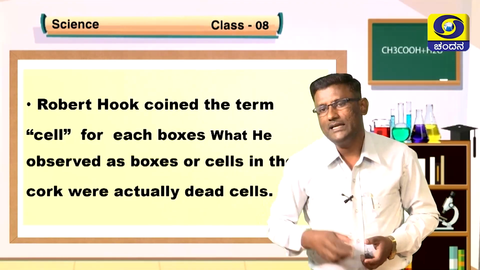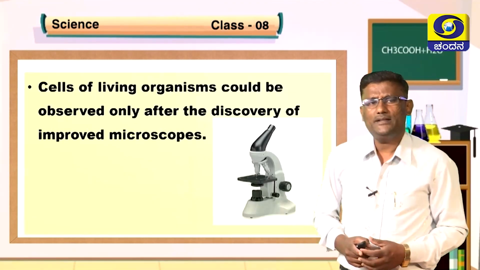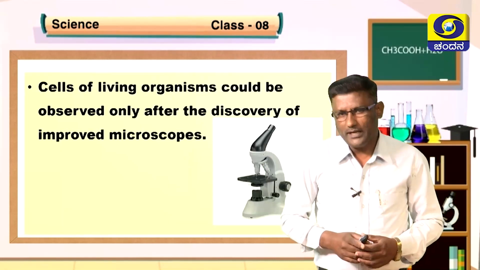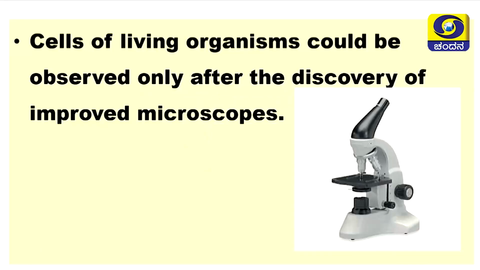The cells he observed were actually dead cells. Listen here students, the cells of almost all living organisms could be observed only after the discovery of the improved microscope. The microscope invented by Robert Hooke was a simple microscope. Later on, different scientists worked on the discovery of new improved microscopes. Only with the help of those improved microscopes can we understand the different cells present in different living organisms.